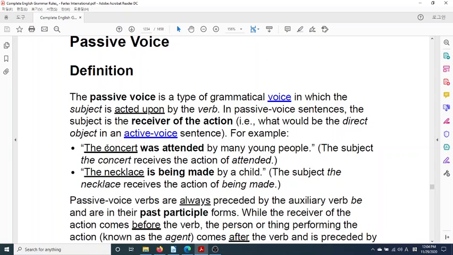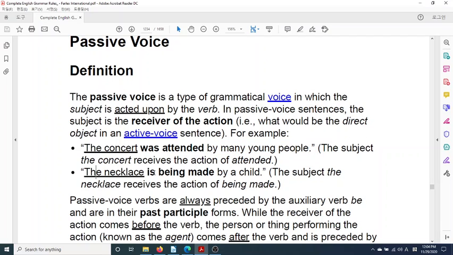The concert was attended. So the concert is the subject, but it's also the object. It's the thing that was attended. But it's not the agent. The concert didn't go to itself, right? Who went to the concert? By many young people. They are the agent.